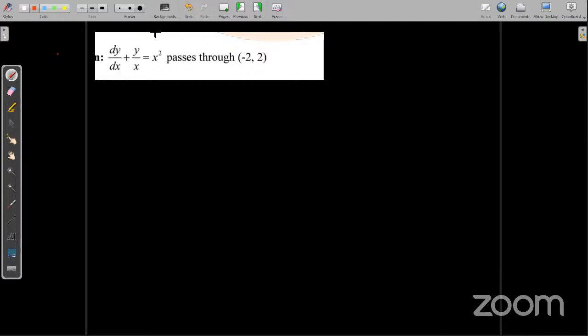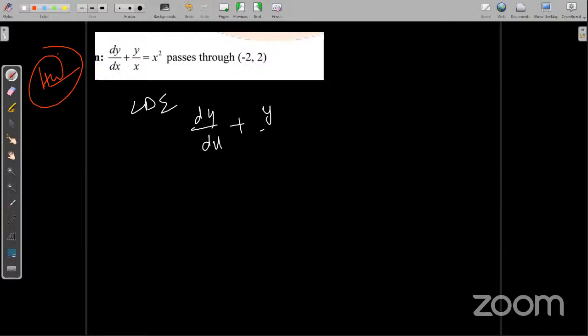So what is the next question, guys? This is a very easy question, guys. This we can directly do. What is this question? LDE, right? You can take this as homework, obviously. So dy by dx plus y by x is equal to x squared. If you just ask me, I'll say the integrating factor is e to the power integral p dx. So it is x only. You can just proceed with it, guys.